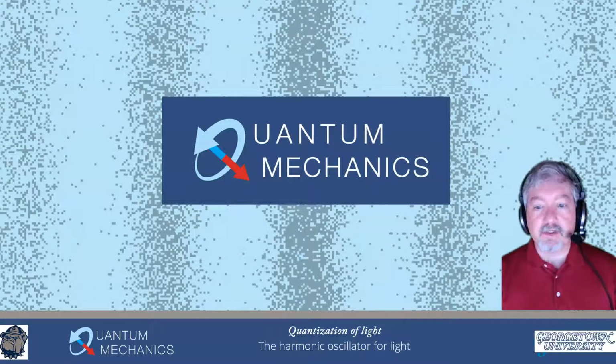Welcome to the first lecture of Module 10. Today we're going to be quantizing light and showing how the harmonic oscillator is used in the description of light in quantum mechanics.